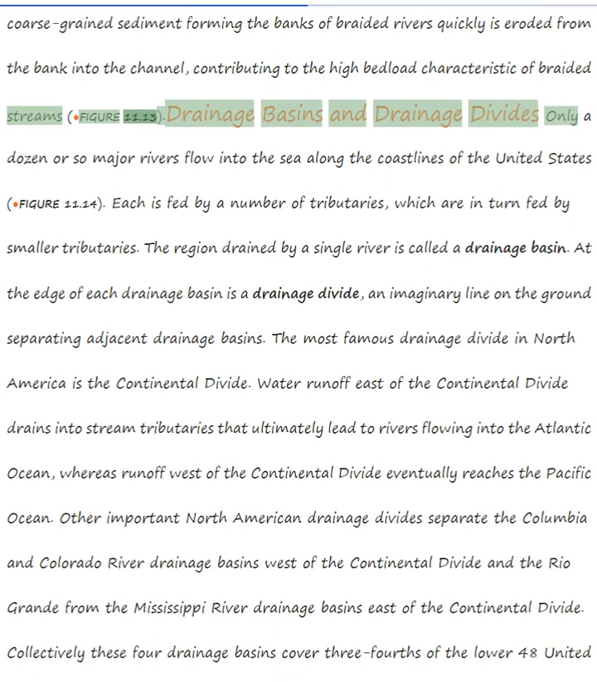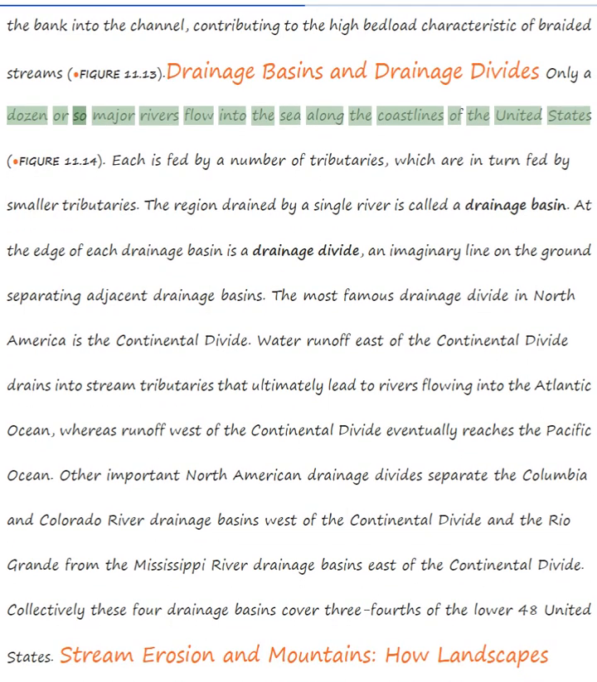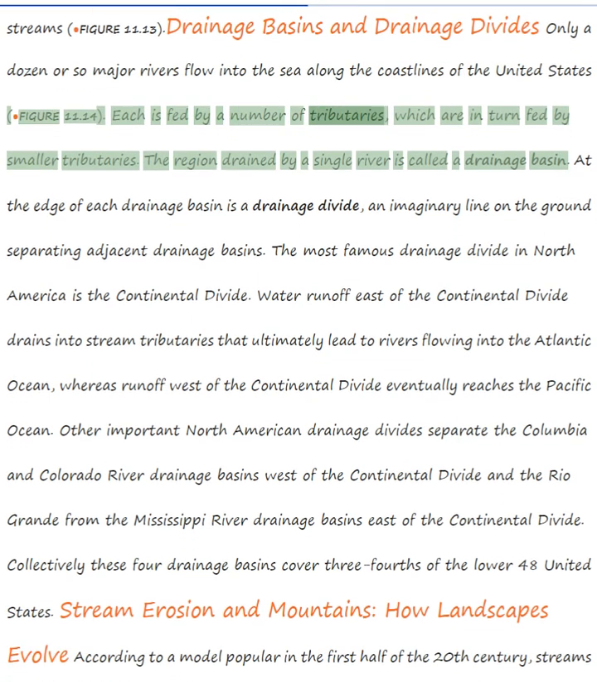Figure 11.13. Drainage basins and drainage divides. A dozen or so major rivers flow into the sea along the coastlines of the United States. Each is fed by a number of tributaries, which are in turn fed by smaller tributaries. The region drained by a single river is called a drainage basin.